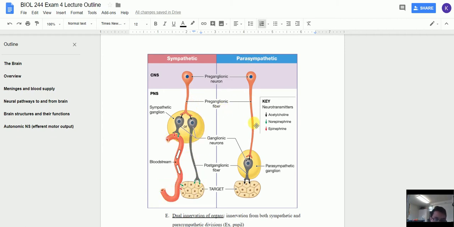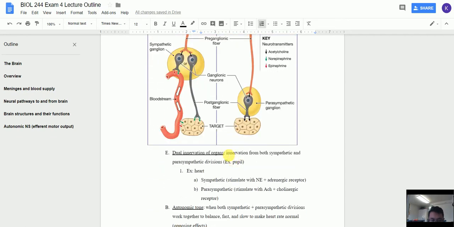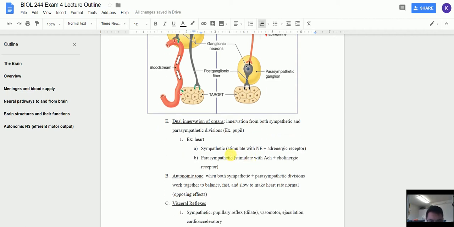Bloodstream for sympathetic. Parasympathetic: long preganglionic, short postganglionic. Dual innervation organs: organs can be innervated by both sympathetic and parasympathetic divisions. Autonomic tone: both sympathetic and parasympathetic divisions work together to balance.